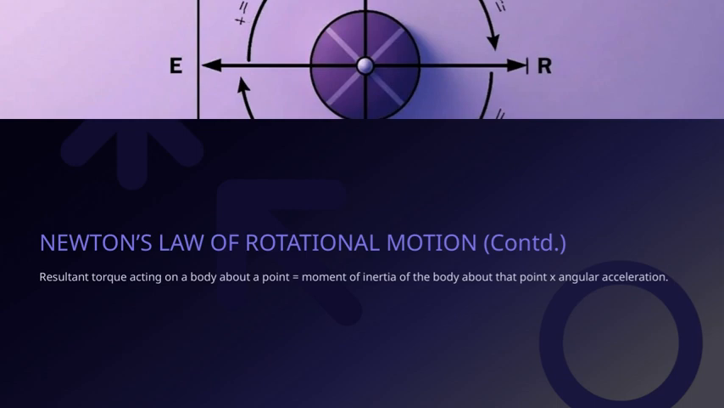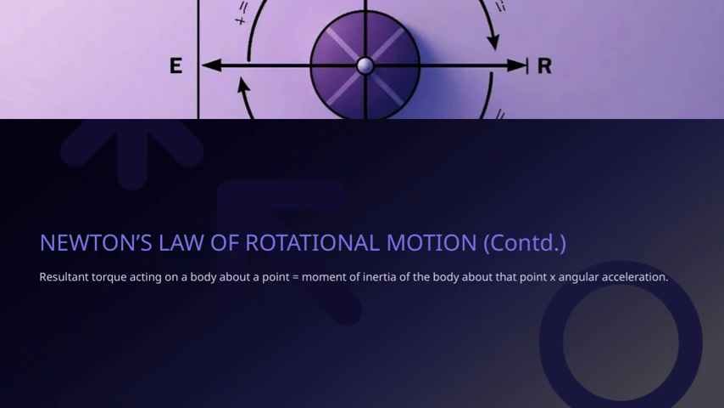Now, let's look at how the resultant torque acting on a body about a specific point relates to its rotational properties. Essentially, this torque is equal to the moment of inertia of the body about that point multiplied by the angular acceleration. In other words, the greater the moment of inertia, the more torque is needed to achieve a certain angular acceleration.